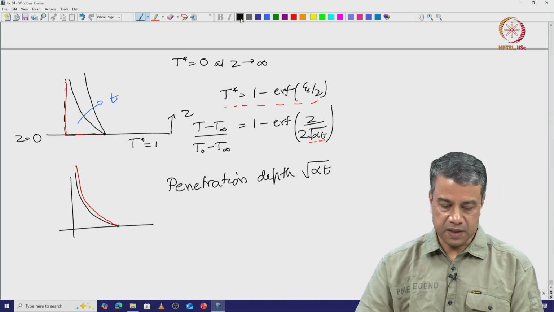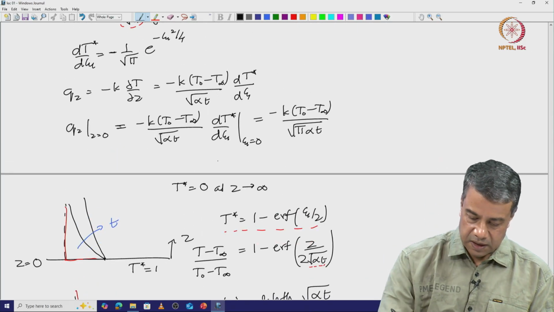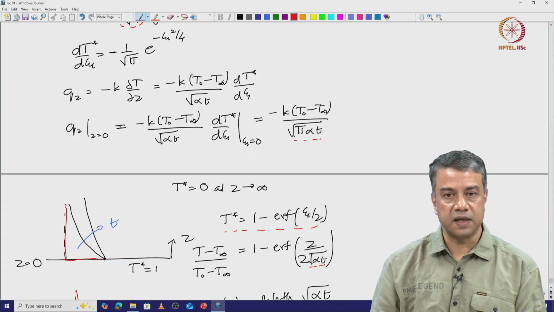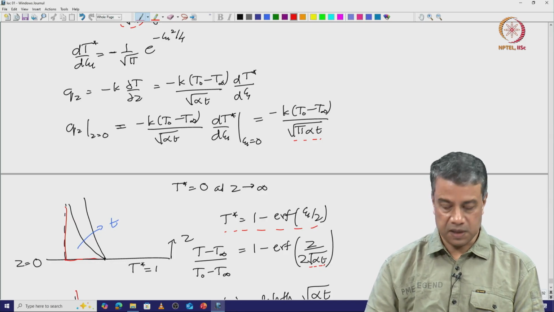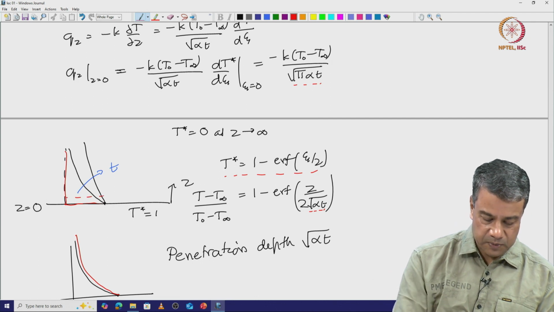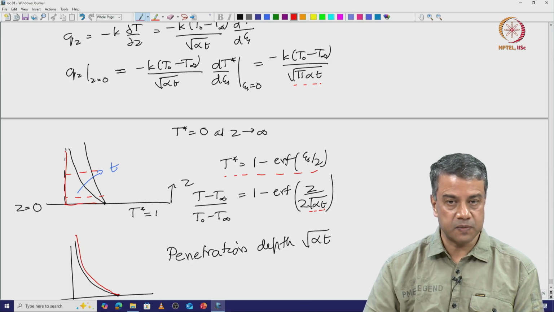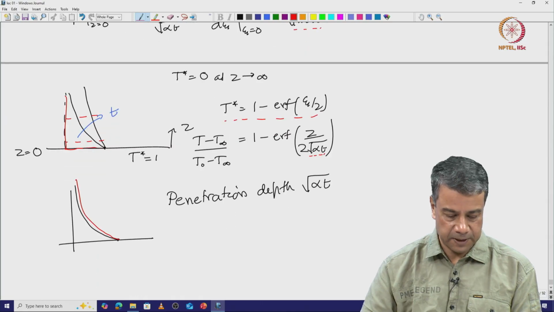So, that is the reason that the expression for the heat flux decreases as 1 over square root of alpha t as time increases. At very initial time, penetration depth is very small, there is a sharp gradient, as shown over here. As time progresses, the penetration depth increases, the gradient becomes smaller, and the heat flux becomes smaller. It goes as 1 over square root of alpha t.